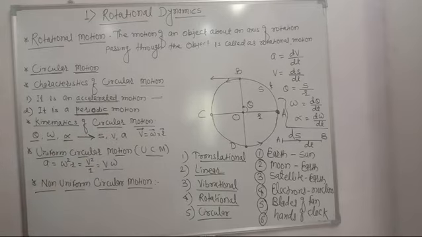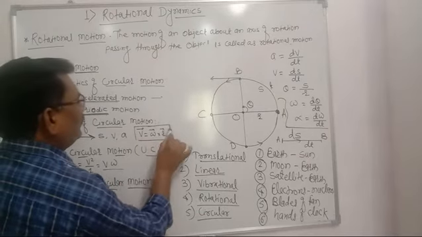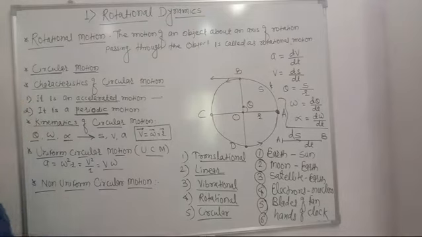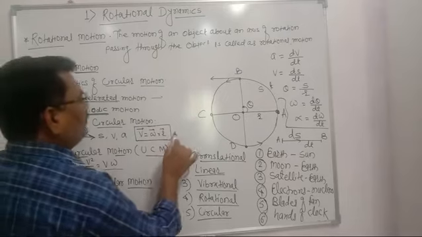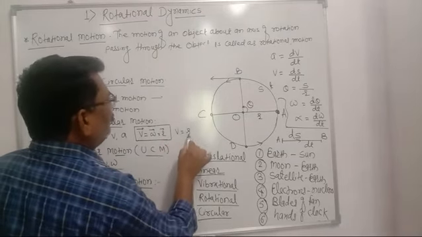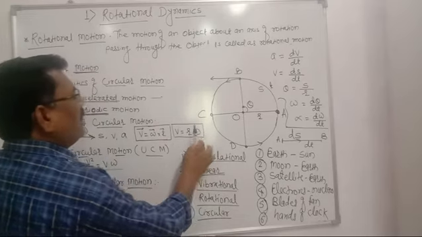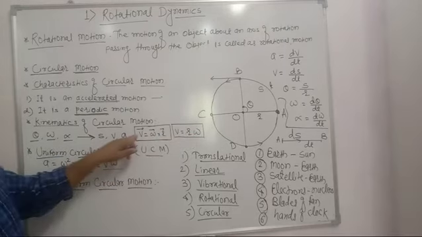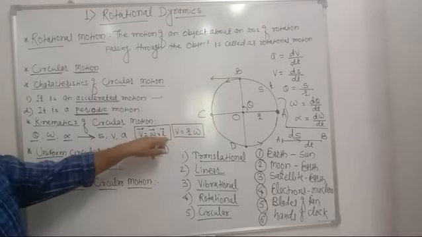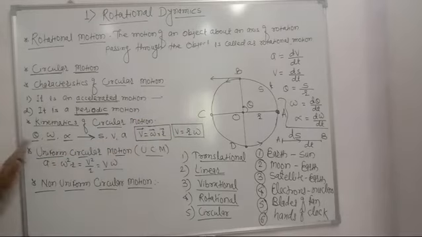motion. Then see here, the relation between linear velocity and angular velocity is given by which formula? V bar is equal to omega bar cross r bar, or simply in magnitude V is equal to r omega, or omega into r. This is about the kinematics of circular motion.